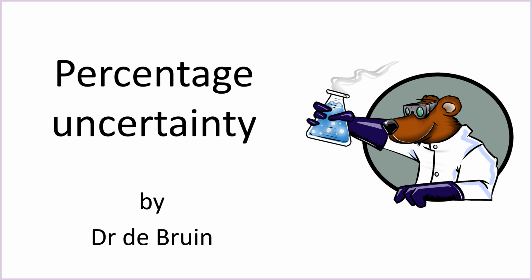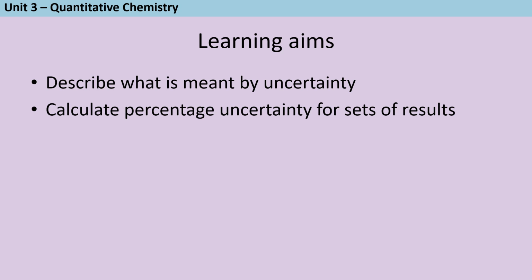This is a tutorial covering how to calculate the percentage uncertainty of a measurement. This topic is examined as part of AQA GCSE Chemistry and Combined Science, Unit 3. By the end of this video, you should be able to describe what is meant by uncertainty and calculate percentage uncertainty for sets of results.